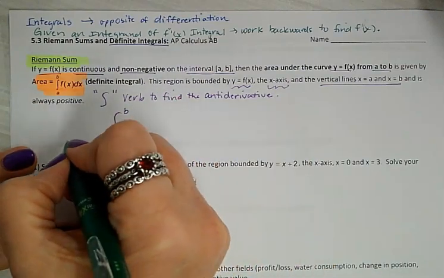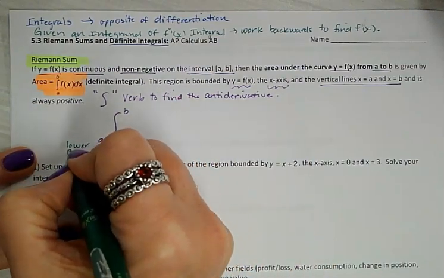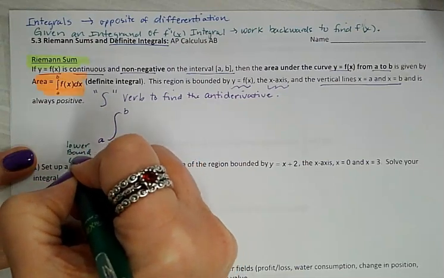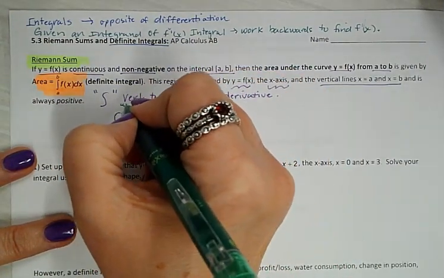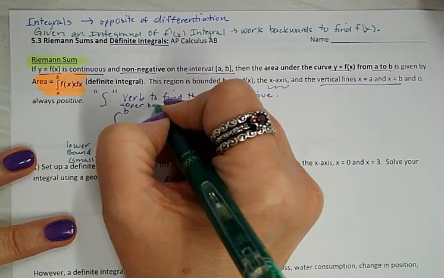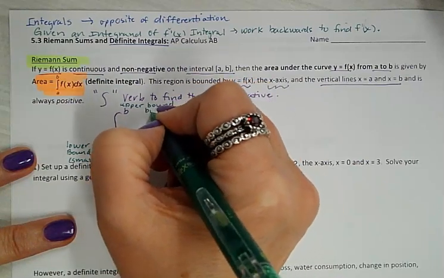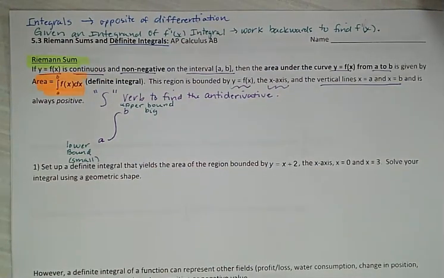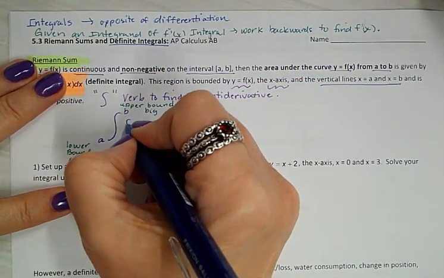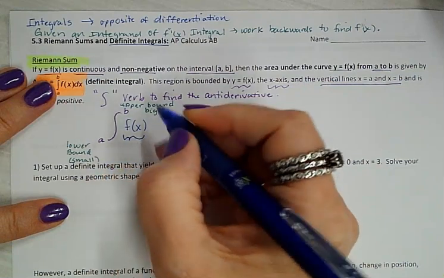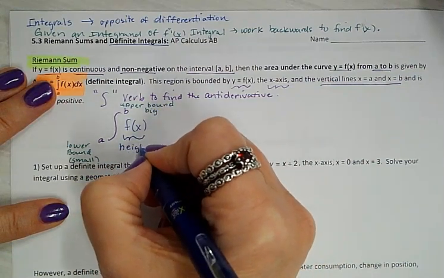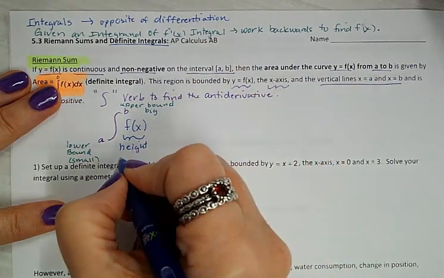So a is the lower bound, or the small one, if you want to think of it that way, and b is the upper bound, or the big one. We're always integrating from the lower bound, the small boundary, to the upper boundary. Then the next thing we see in our integral symbol is f of x, which we think of as the height, and that height is called the integrand.